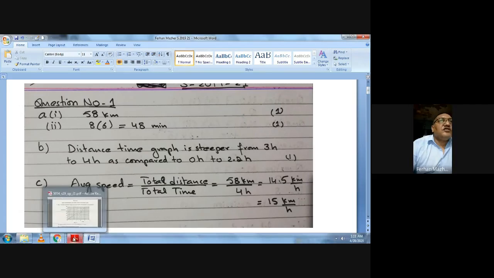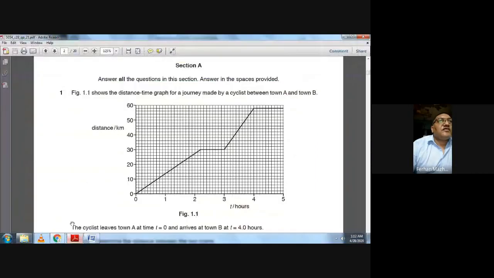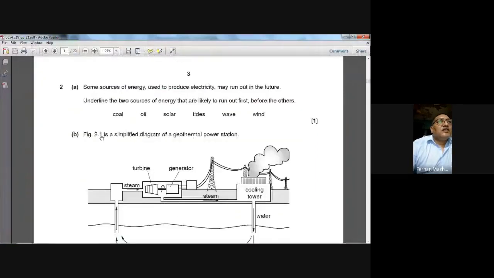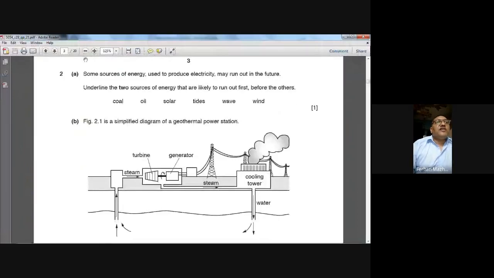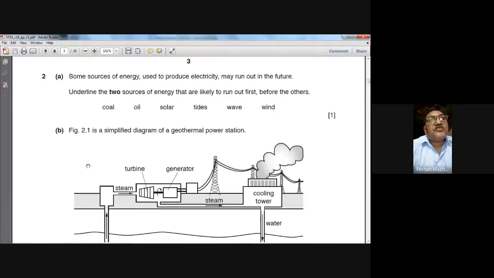Question number 2 is on your screen. Part A: some sources of energy used to produce electricity may run out in the future. Underline two sources of energy that are likely to run out first before the others.